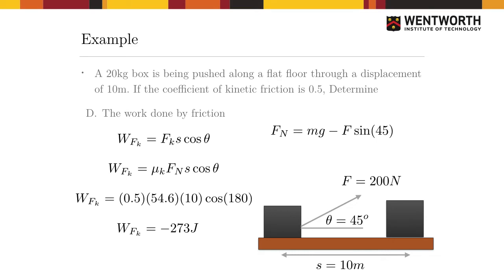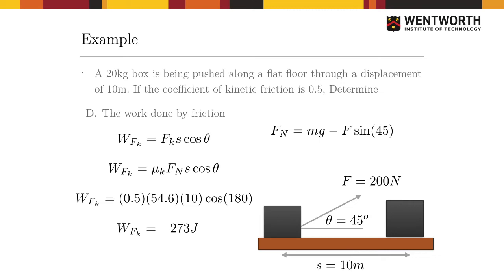Finally, the work done by friction is a bit more tricky. We can start by writing our standard equation for computing work. The force of kinetic friction, which we talked about in the previous lecture, is given by the coefficient of friction times the normal force. So we'll go ahead and put that in. But what is the normal force? In order to figure that out, we need to draw a free body diagram for our box and use Newton's second law in the y direction.